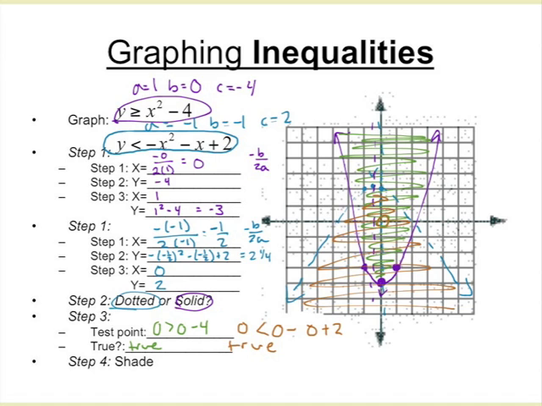So like when we did straight lines, our answer is where we have both of our shadings. So that is in this football-ish shaped region.